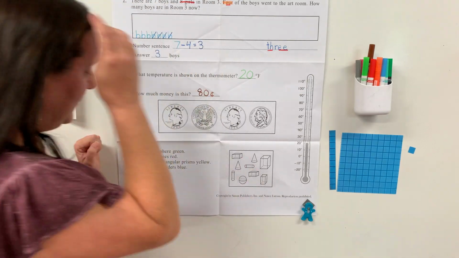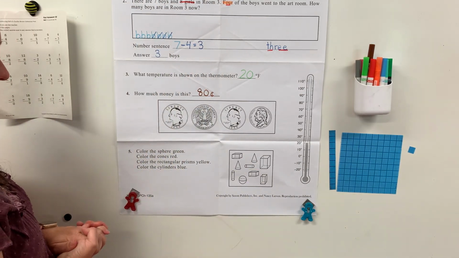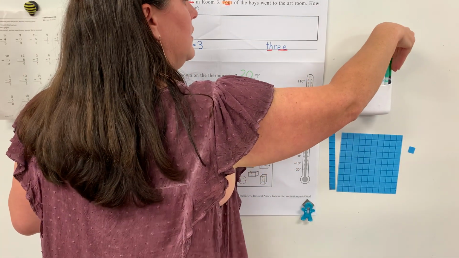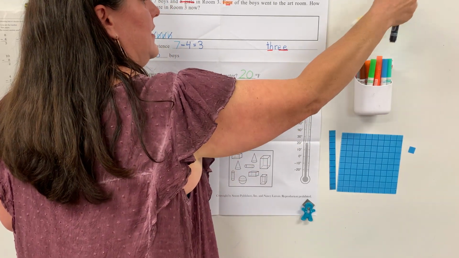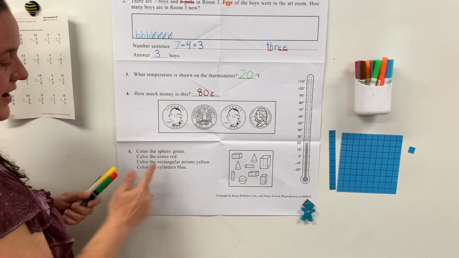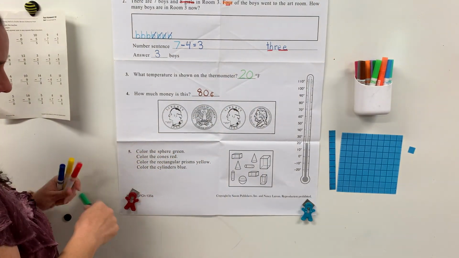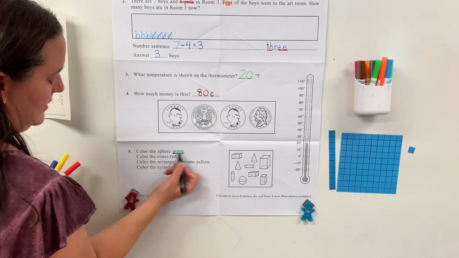All right, so let's get out a green, a red, a yellow, and a blue. All right, green, red, yellow, and blue. All right, go ahead and underline your color words. Green.